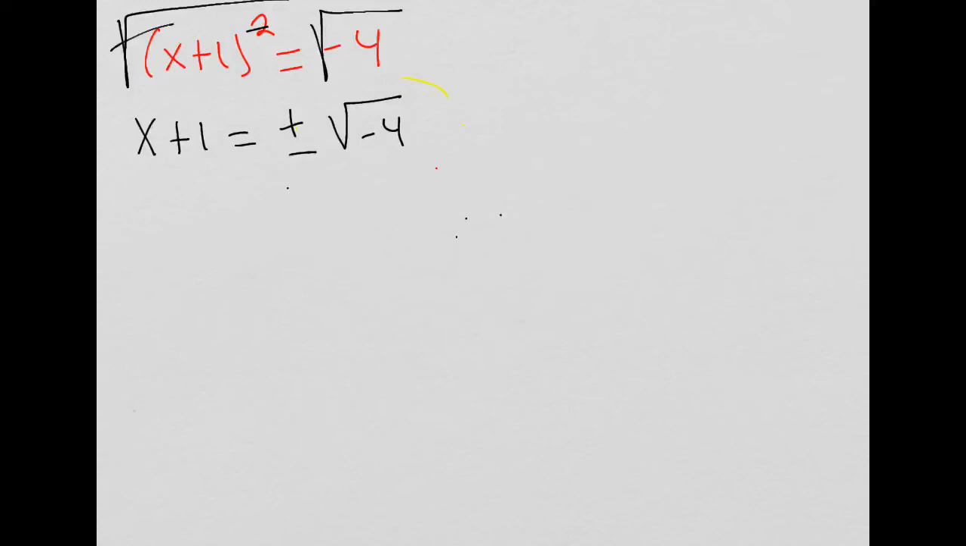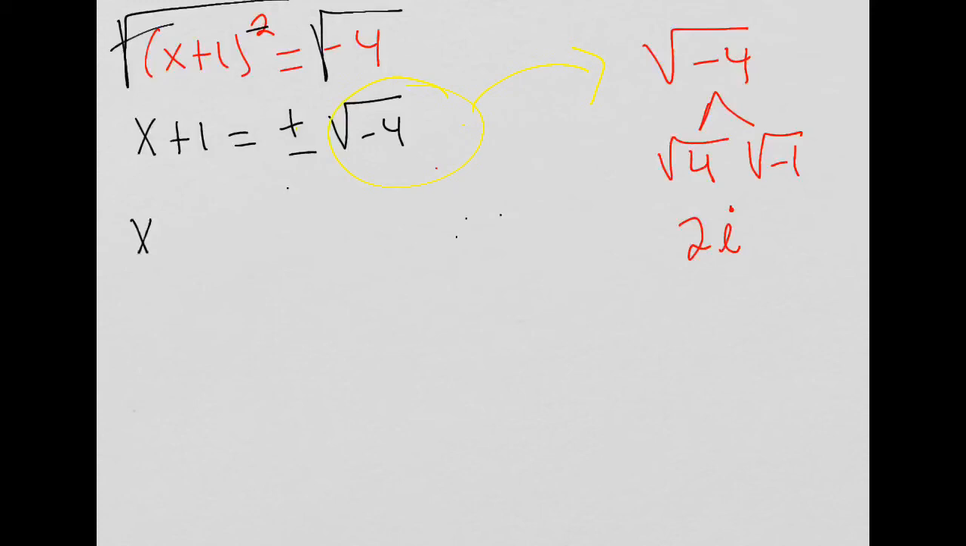Remember, we are dealing with a negative inside the radical, which takes us to review this. So I'm going to break this into 4 and -1. The square root of -1 is i. The square root of 4 is 2. The square root of -1 is i. So then we'll go back to our problem, and we have x plus 1 equals plus or minus 2i.